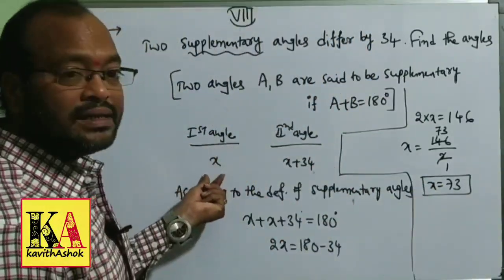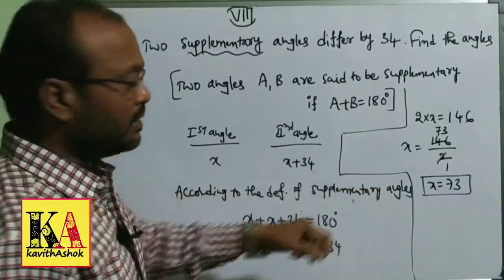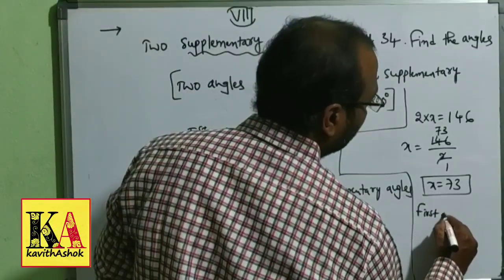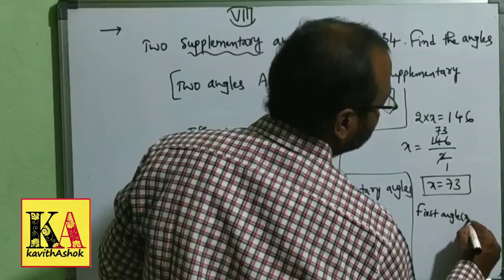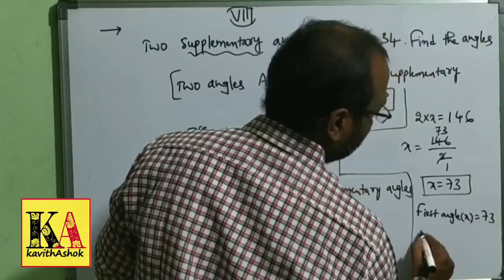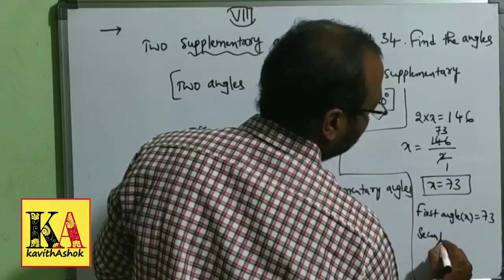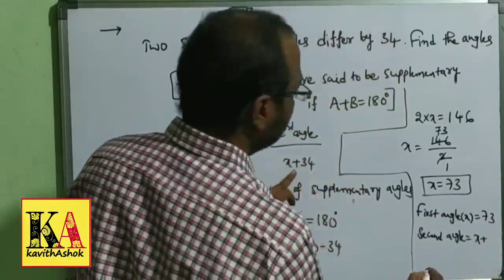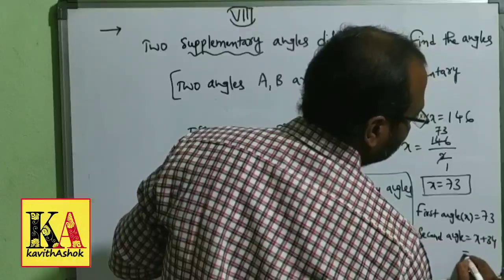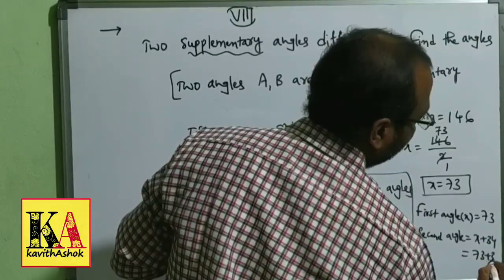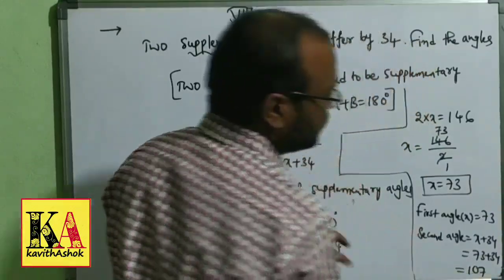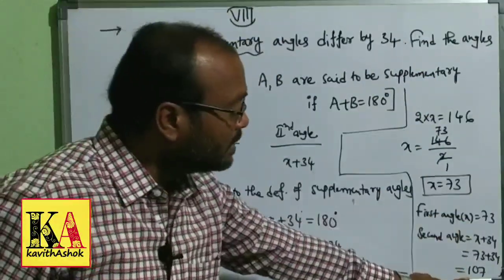Here one of the angles is x, that is 73. So the first angle is x equal to 73. What is the second angle now? The second angle is equal to x plus 34. So 73 plus 34 is equal to 107. So the two angles are, one is 73 and one is 107.